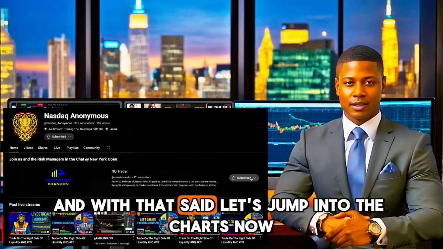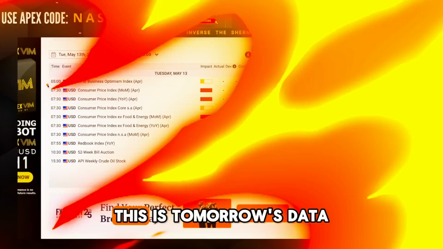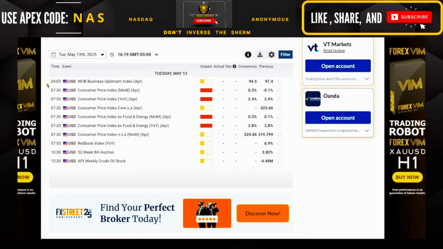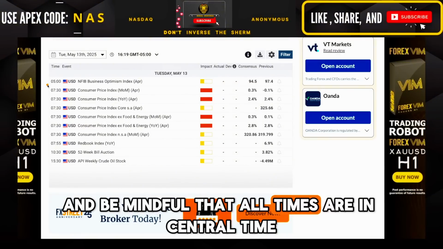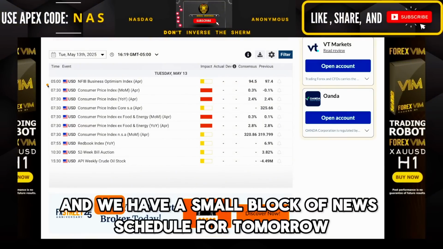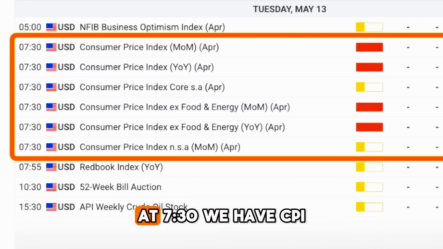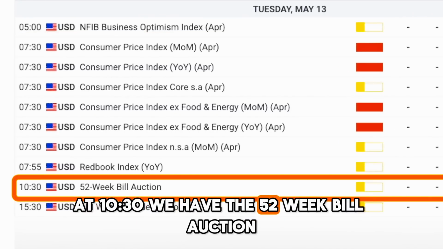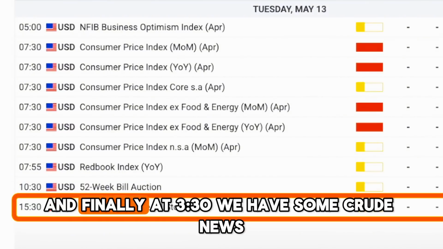And with that said, let's jump into the charts now. This is tomorrow's data. And be mindful that all times are in Central Time. And we have a small block of news scheduled for tomorrow, so let's jump into it. At 7:30, we have CPI. At 10:30, we have the 52-week bill auction. And finally, at 3:30, we have some crude news.